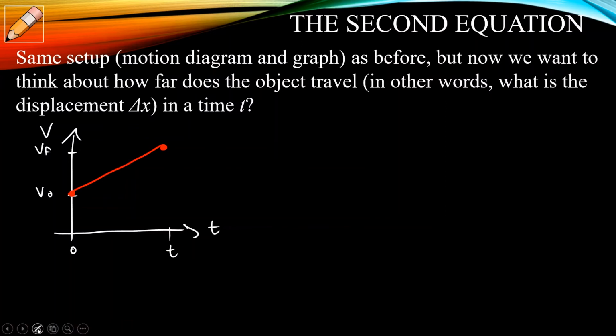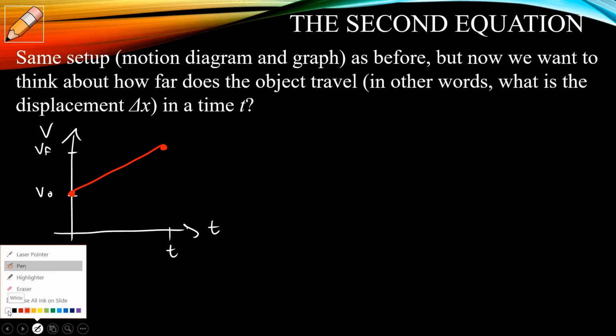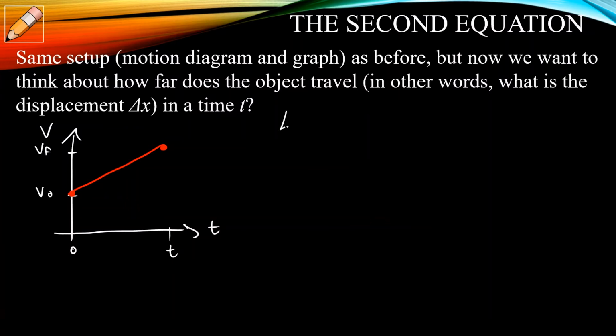The other thing that we would be really interested in knowing about is how far does the object go in some amount of time? In other words, what is the displacement of the object equal to? And we know that the displacement is equal to the area under the graph, and that area can be broken up into this rectangle and this triangle here. So we've got this area for the rectangle, and we've got this area for the triangle, and that's what our displacement is going to be.